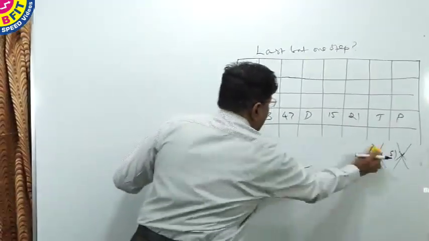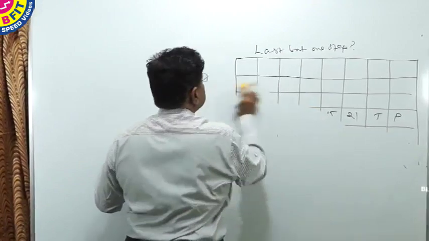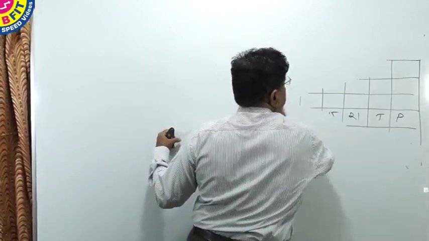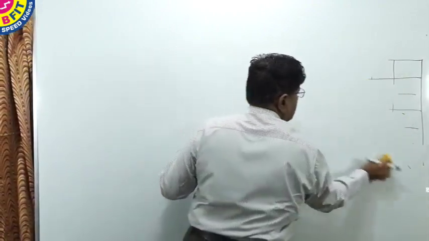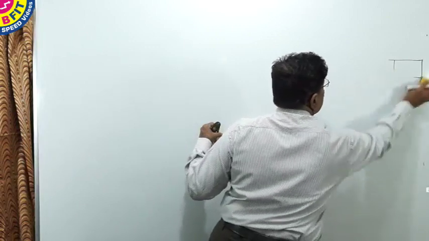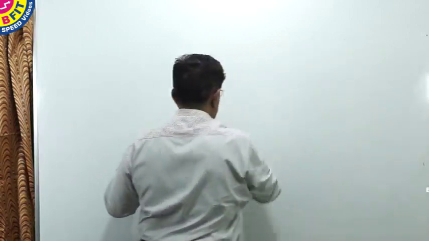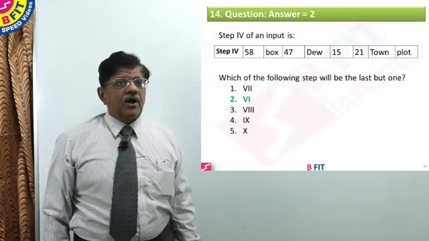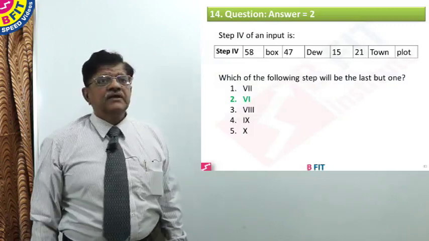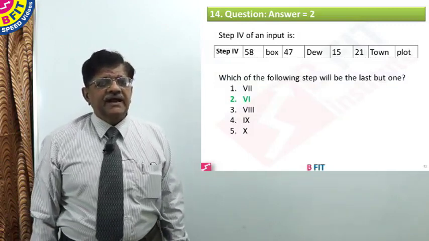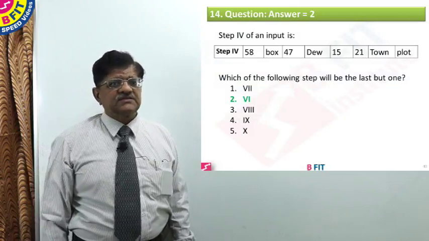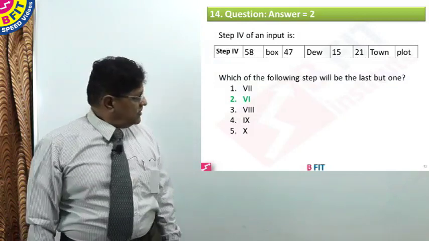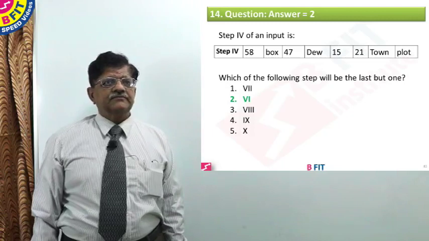Let us see the answer. This is how we intelligently save time. Instead of wasting time doing the calculations, by looking at the options you can eliminate the wrong answers and arrive at the answer. For question number 14, the correct answer is 2, 6. Now let us look at the next question.